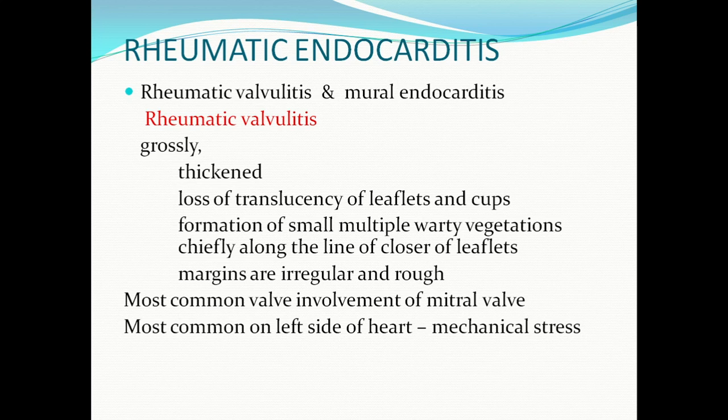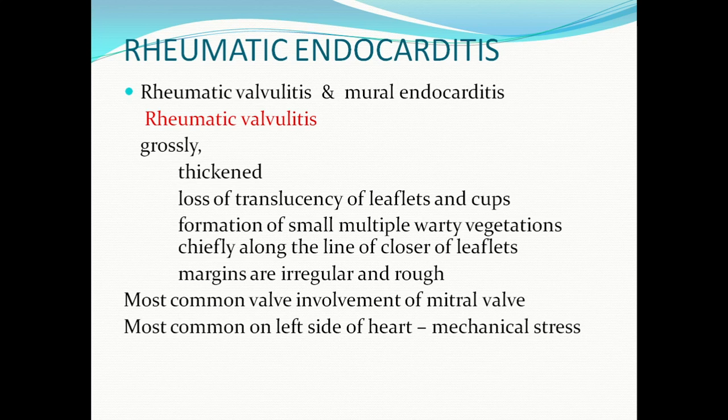And in mitral valve, what happened? In valve, you can see that there are leaflets and cusps, right? So what happens? This valve is thickened, with loss of translucency of the leaflets and cusps, and formation of small multiple warty vegetations. Here the new word is vegetation. Vegetation is nothing but an abnormal growth, chiefly along the line of closure of leaflets and margin, and it is irregular and rough.